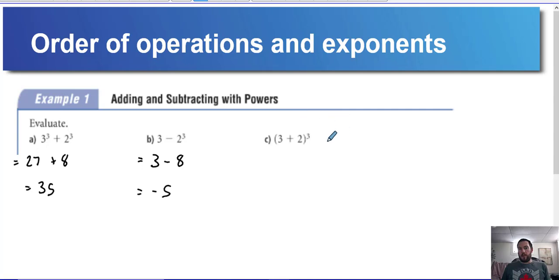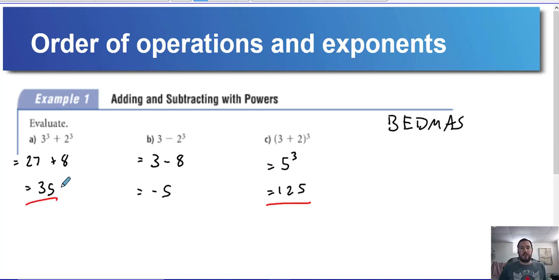So let's apply our order of operations here and see if we still get 35 or if we get something different. So order of operations says we want to do brackets first and then exponents, right? So we're going to do the addition that's inside of our bracket. So 3 plus 2 is 5, and then we'll put that to the power 3. Now 5 to the power 3 is 5 times 5 is 25, times another 5 is 125. And we clearly see that 5 to the power 3 equaling 125 is not the same as our question A.